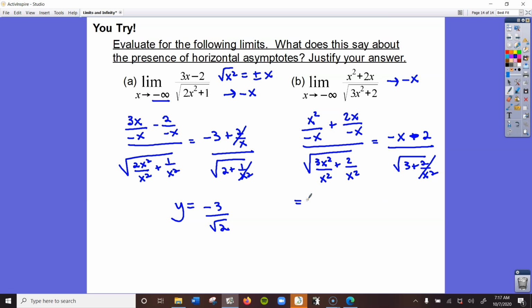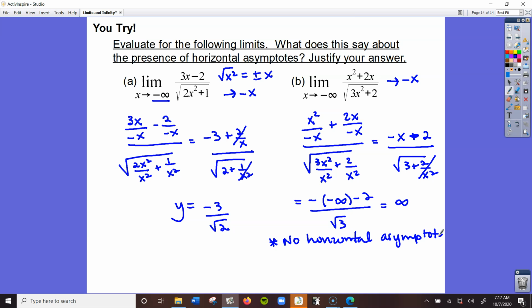Now if I were to plug in negative infinity, I would have negative infinity minus 2 over the square root of 3. Negative infinity becomes positive infinity. And then minus 2 would still be infinity. And if you divide infinity by anything, it's still infinity, especially since this is a positive number. So this means that my limit is equal to infinity. Now what this means is that there is no horizontal asymptote. Remember, for it to be a horizontal asymptote, your limit at infinity should equal a real number.